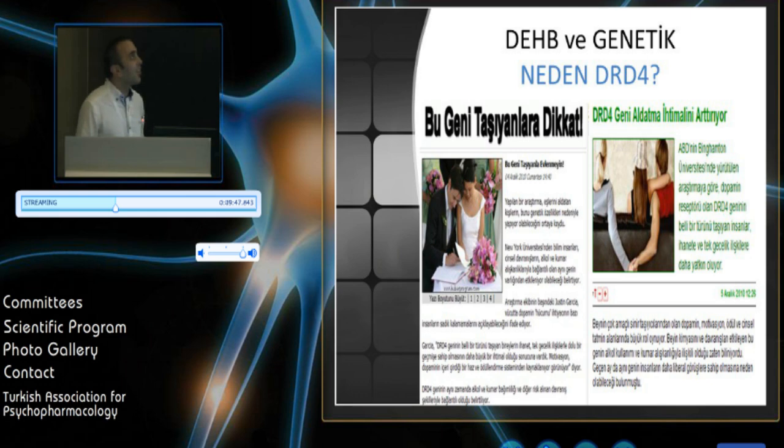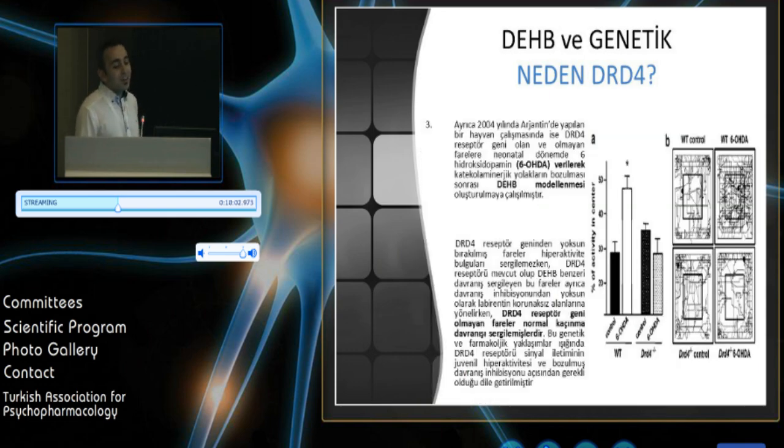When you write DRD4 gene, this is what you see in Google. These are small trials, not very large ones, but the titles are really sensational. DRD4 gene increases the risk of adultery, it says. Those who have DRD4 are more prone to cheating, according to those news. Adult ADHD is seemingly problematic in terms of relationships.